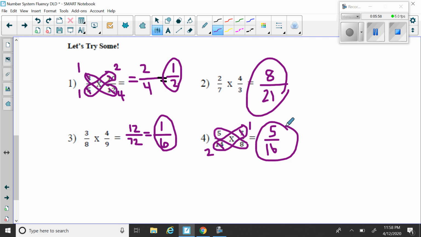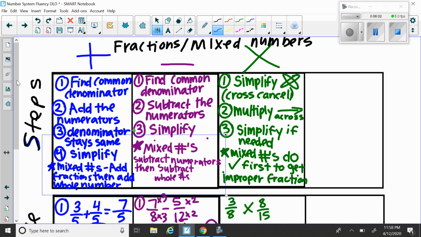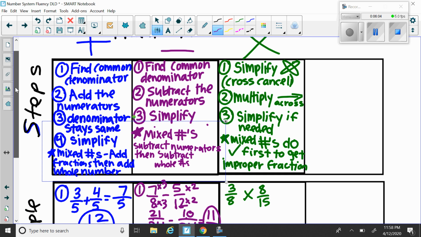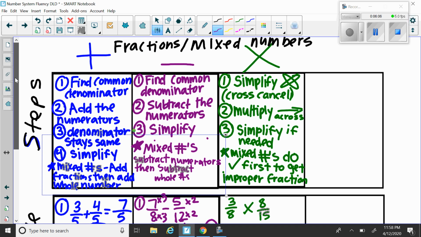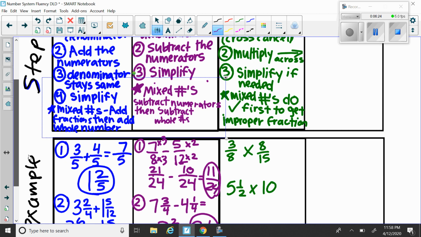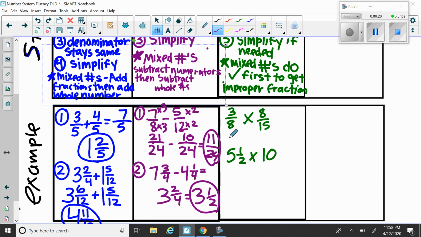Easy as that. So, to recap, when we're multiplying fractions, first we can simplify or cross cancel using the butterfly method. And then we just multiply straight across. And then at the end, if we do need to simplify, we will again. But hopefully, since we simplified at the beginning, we won't have to worry about it.